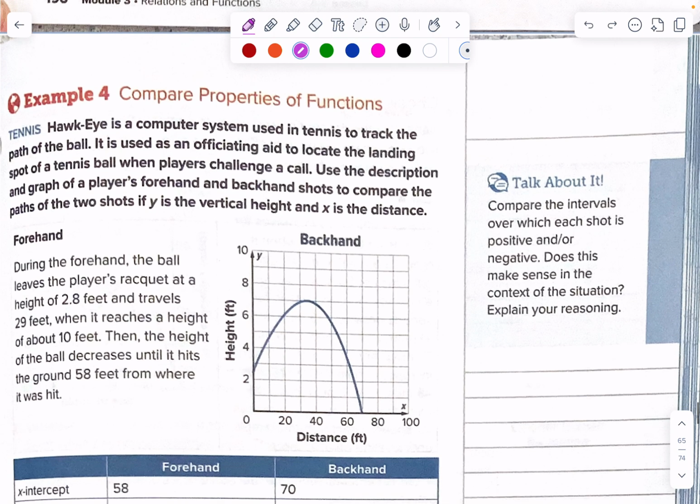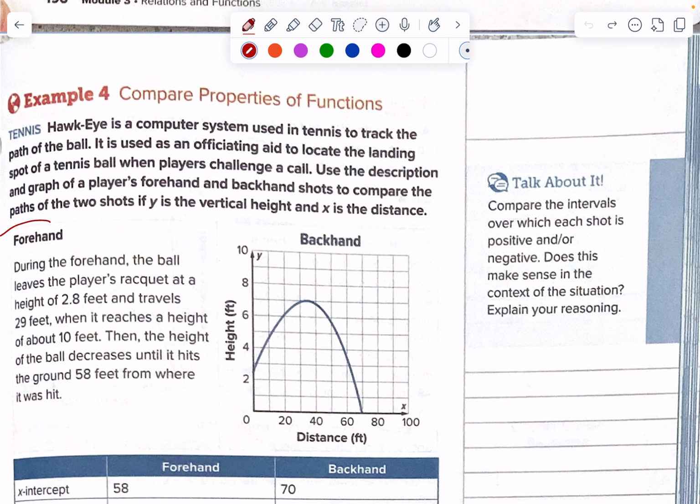Example 4. It says Hawk-Eye is a computer system used in tennis to track the path of the ball. It is used as an officiating aid to locate the landing spot of a tennis ball when players challenge a call. Use the description of the player's forehand and backhand shots.